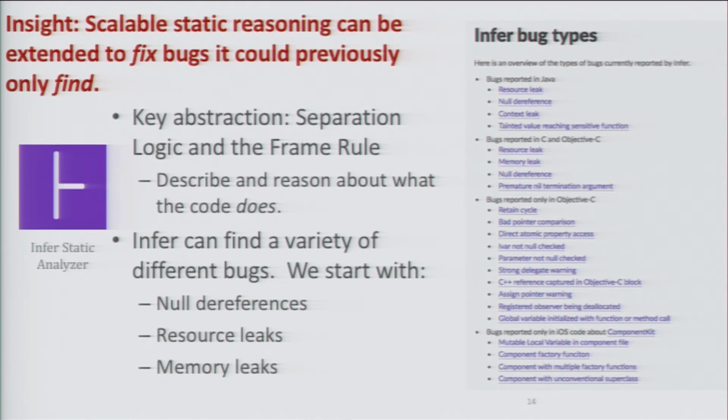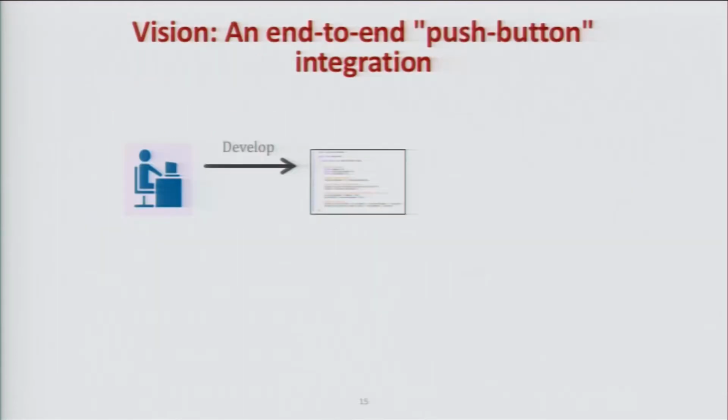And what we're doing here is adapting the underlying reasoning, which is based on separation logic and the frame rule, which describes and reasons about what the code does, to search over the rest of the program to find appropriate patch code for bugs that it could find. So the vision here, which I think Will alluded to at the beginning, is of an end-to-end push-button integration of static analysis, bug finding, and fixing tools.